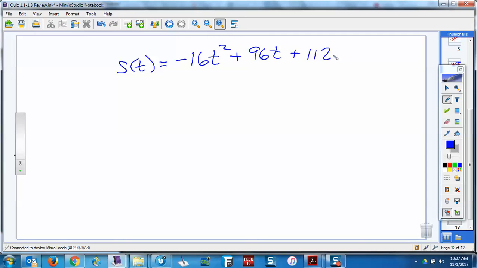Negative 16 is not a coincidence either. That's half of the acceleration of gravity. Gravity is negative 32 feet per second squared, 9.8 if you're in meters, but 32 if you're in feet. So the negative 16 is there for a reason. This is the equation for a ball in free fall, or an object in free fall. So we're going to throw this up in the air. I give you this scenario. Maybe I tell you some of that stuff, maybe I don't, but I tell you that this is the height of the ball. And then I would ask you some questions about it.